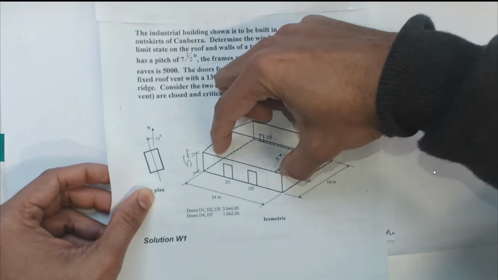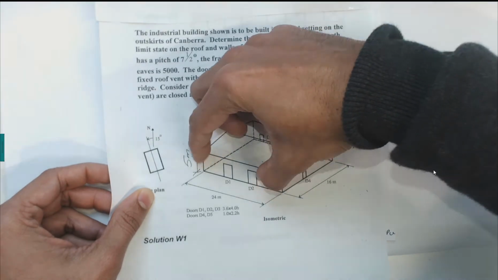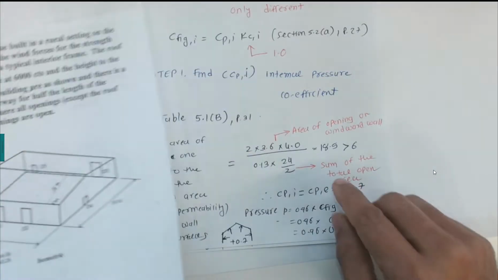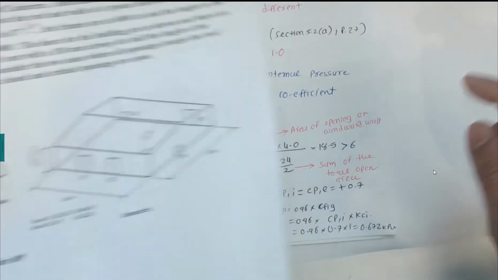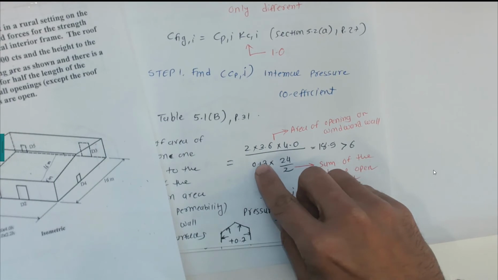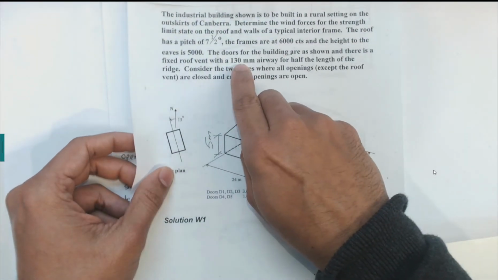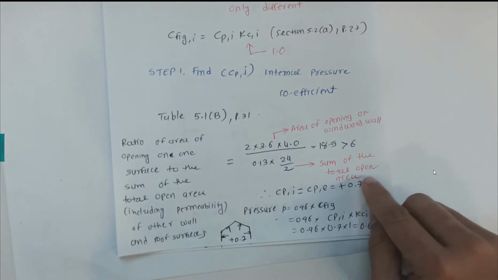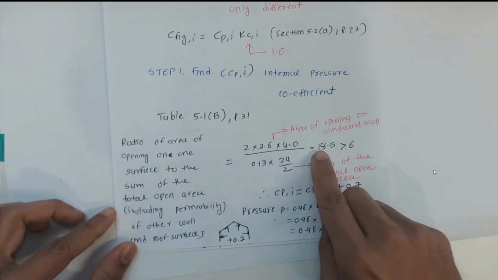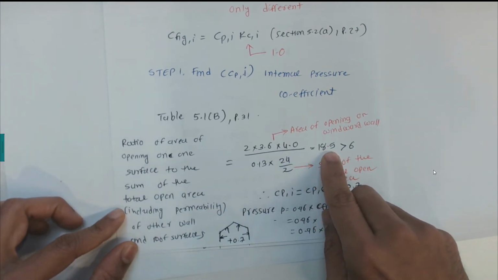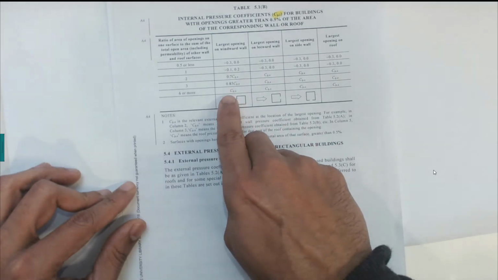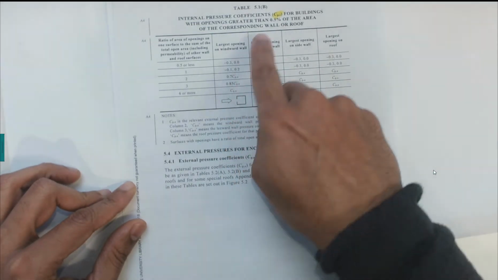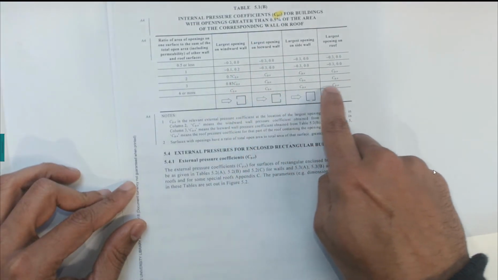So this is the ridge, so in that case we can have half of the ridge, which is 24 divided by 2, given here, half of the length of the ridge times 0.13. That 0.13 is coming here. So that's the sum of the total open area. In that case if you calculate this ratio, it gives us 18.5, which is greater than 6. So in this case this ratio is 6 or more, so this case is that CPI value equal to CPE value.